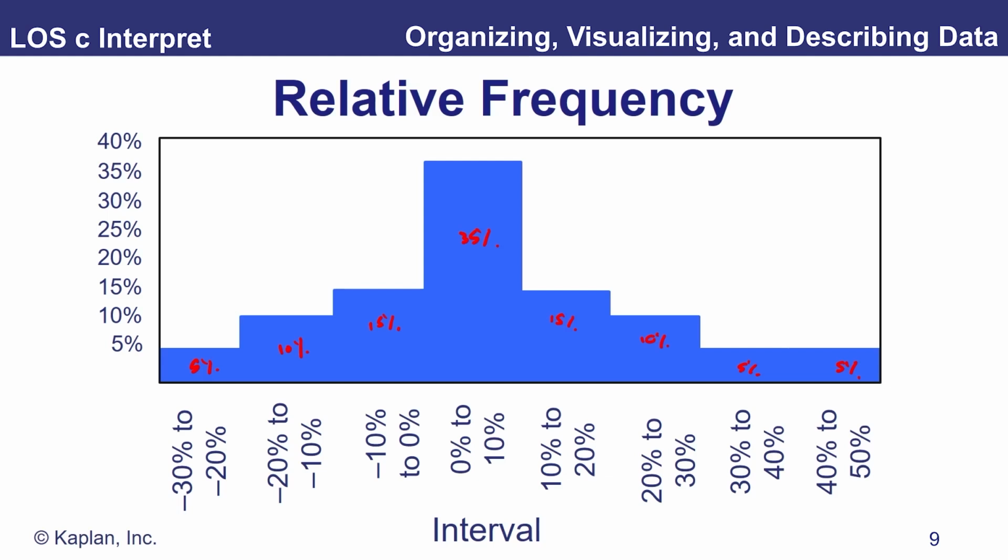Again, of course, this is just a visual representation now of our data. And we can see, therefore, that the highest bar is the greatest relative frequency. And we can see that that is our interval 0% to 10%. And we can see that it's 35%. But it gives it a very easy visual representation.